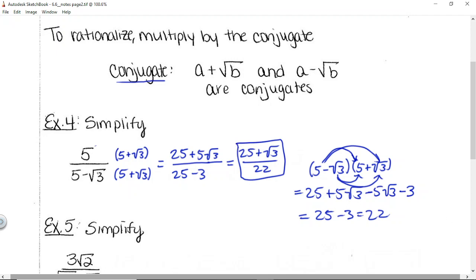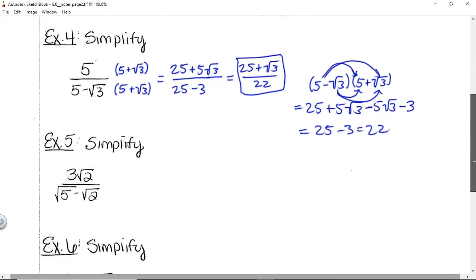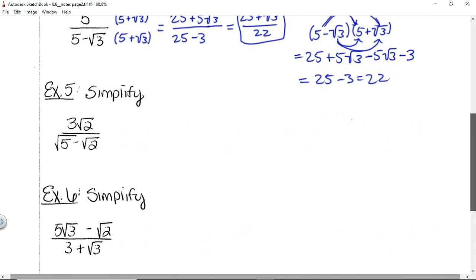Let's see how many more are we going to look at. Maybe just one more. No, we've got a couple of them. Okay. So same thing.